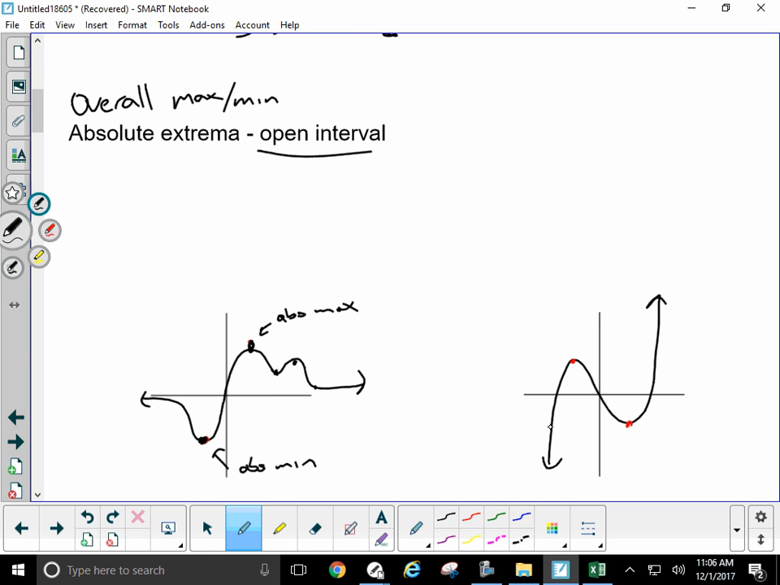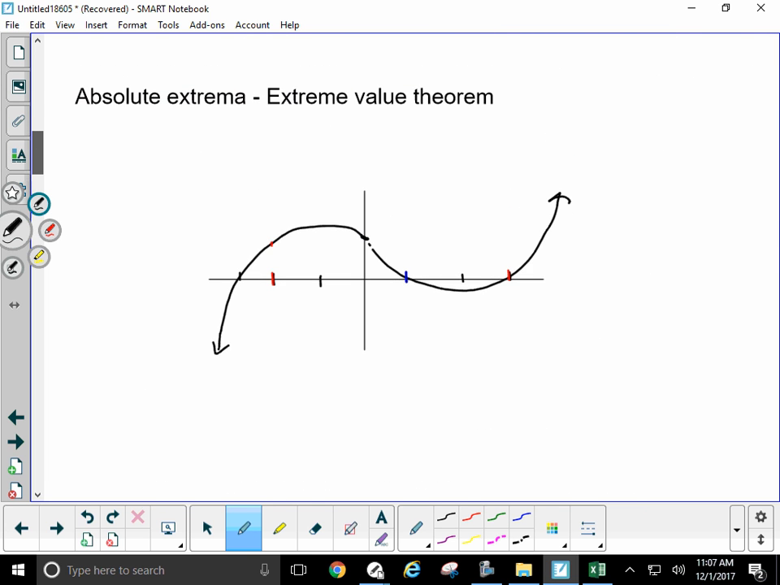But some functions do not have a max or a min. This function, since it's trending towards positive infinity and negative infinity, just like the function we looked at, does not have an absolute max or min. Okay, so on an open interval, we may not have absolute extrema. It might not exist, which is why we typically talk about extrema on closed intervals.